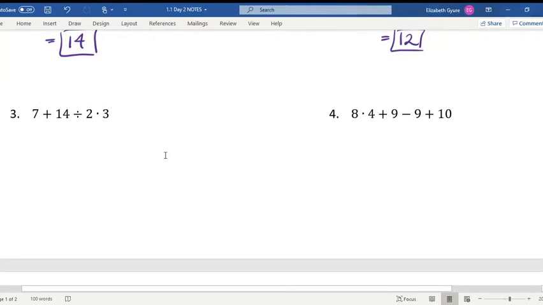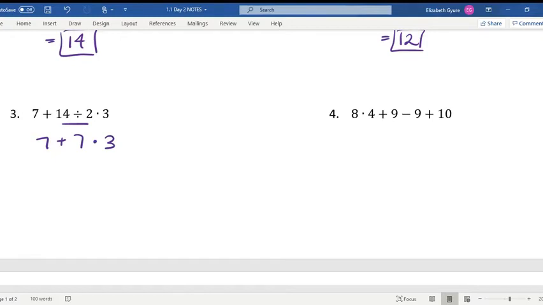All right, number 3, we have 7 plus 14 divided by 2 times 3. Any parentheses? Any exponents? Any multiplication and division? Yes. Remember, always multiply and divide in what direction? Left to right. So, do we want to do 14 divided by 2 first or 2 times 3 first? Hannah. We want to do 14 divided by 2 first. Good. So, do I need to mess with that 7 in the front yet? No, we're just going to drop it down with us. We're going to have 7 plus, what's 14 divided by 2? 7 times 3.